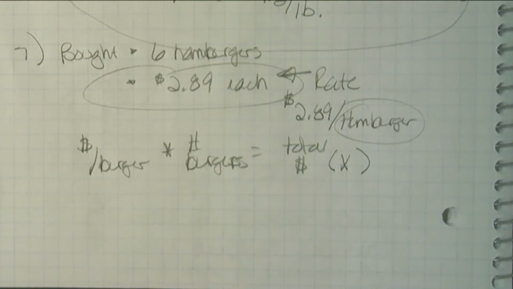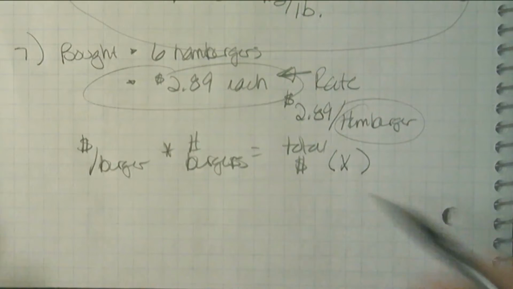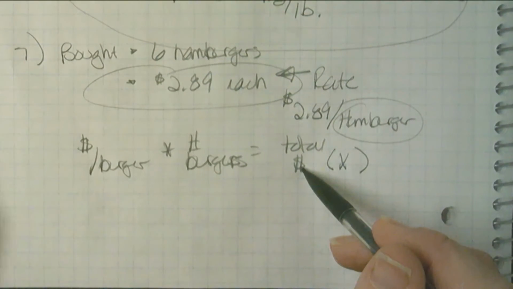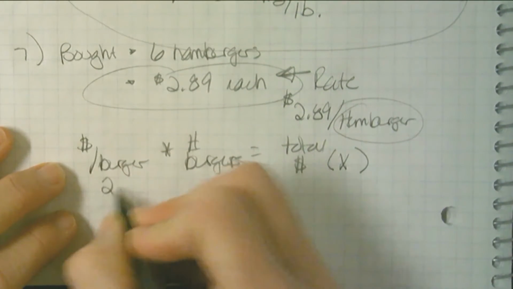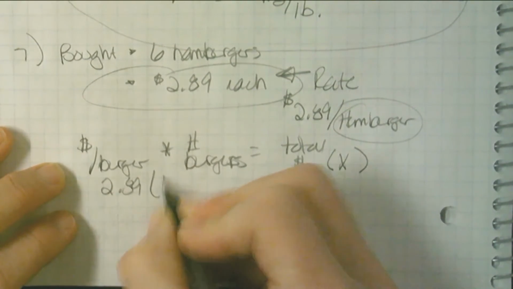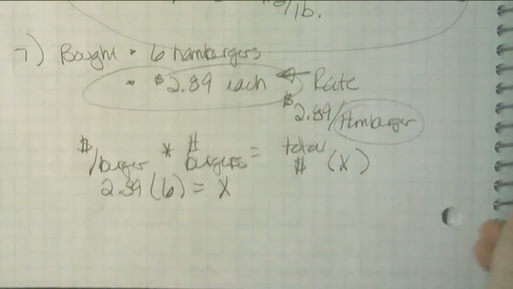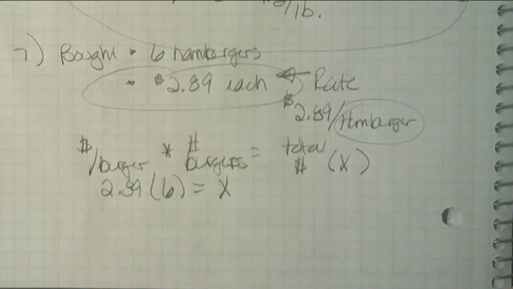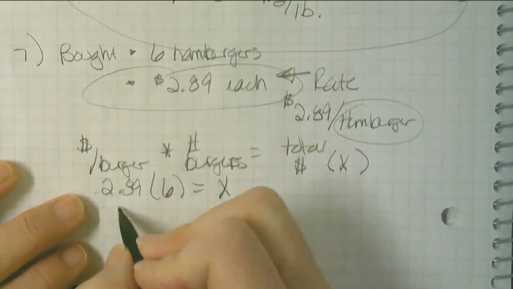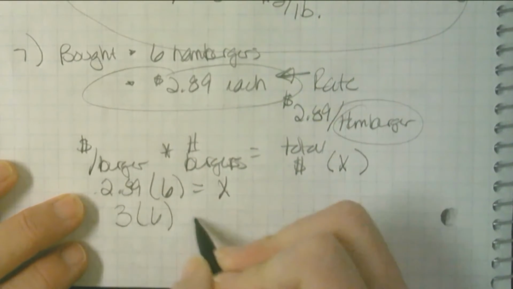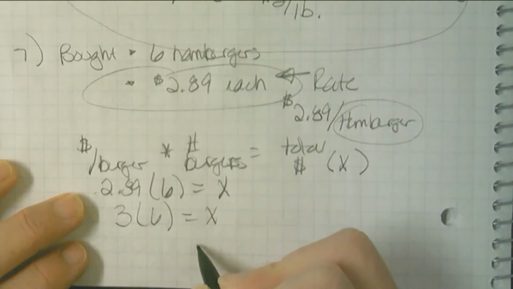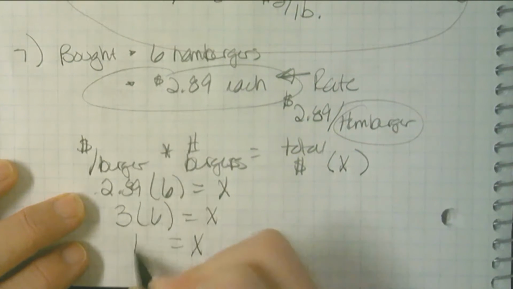I recognize the first couple that we had, a lot of what we had was just skill stuff. They were not equations that we were solving. When we have story problems, we have equations. So, my total cost is my x. So my equation is going to be 2.89 times 6 is equal to x. So there's my equation. They want us to estimate it. So 2.89 is close to 3 times 6 is equal to my x. So my x is equal to 18.